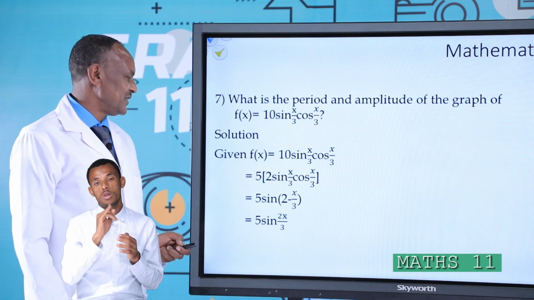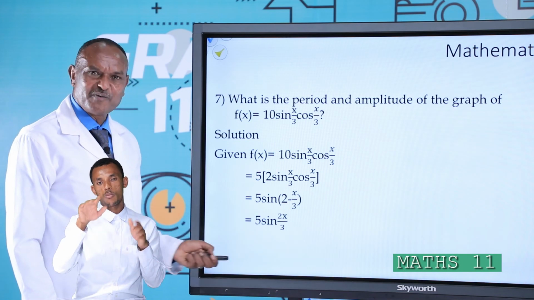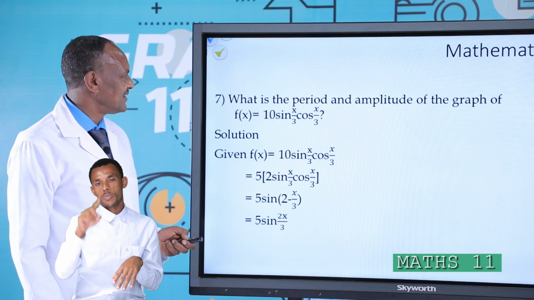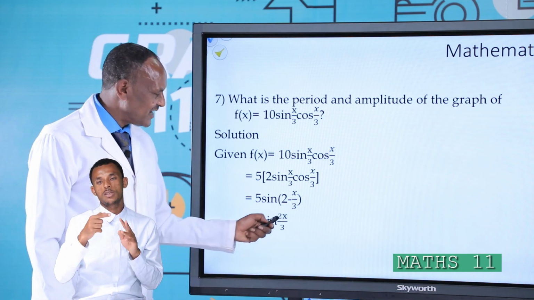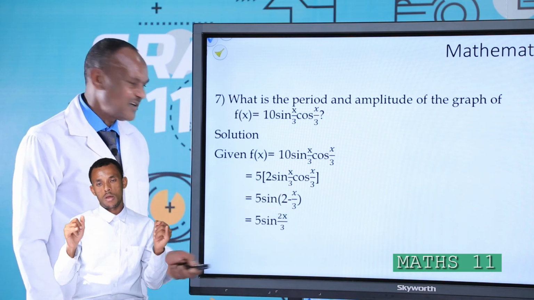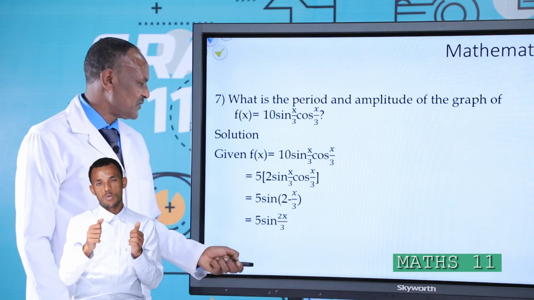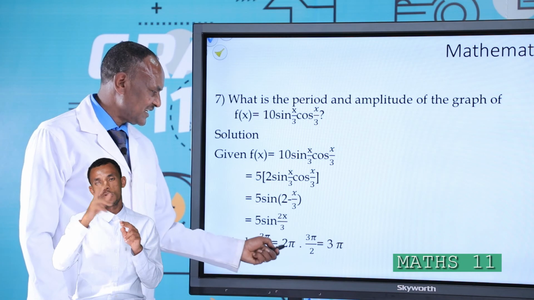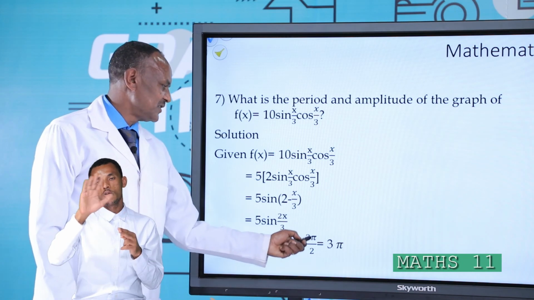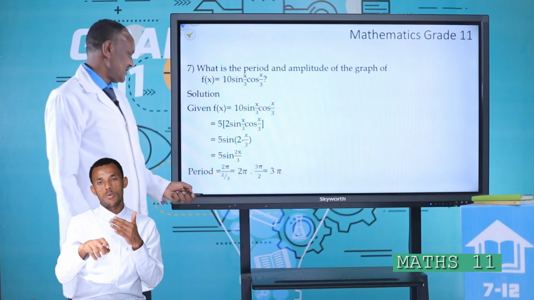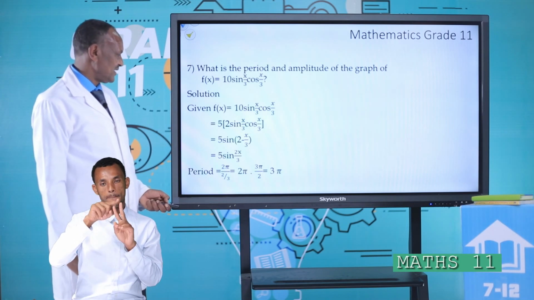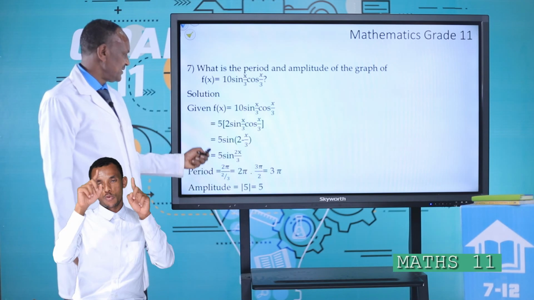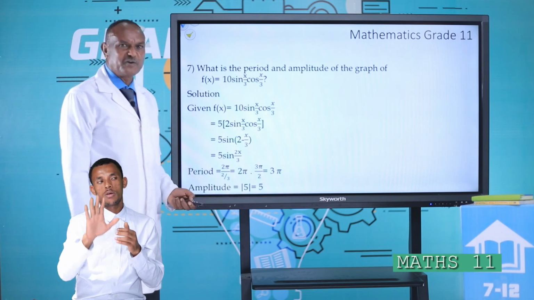What is the amplitude? The absolute value of the coefficient, positive 5. What is the period? Since the sine function has a period of 2 pi divided by the coefficient, which is equal to 2 over 3, the period is 2 pi over 2 over 3, which gives 2 pi times 3 over 2, a value of 3 pi. And for the amplitude, the absolute value of the coefficient is equal to 5.